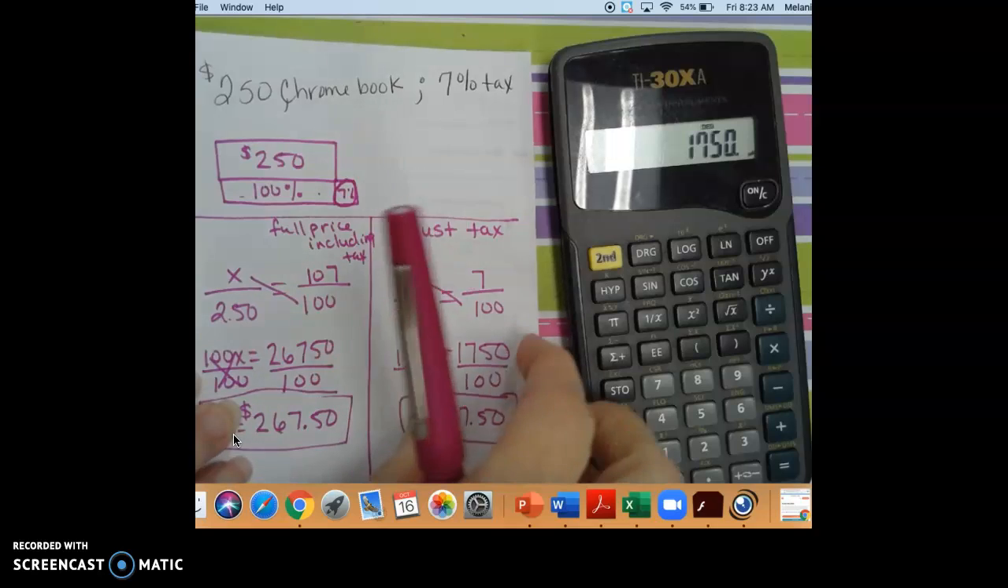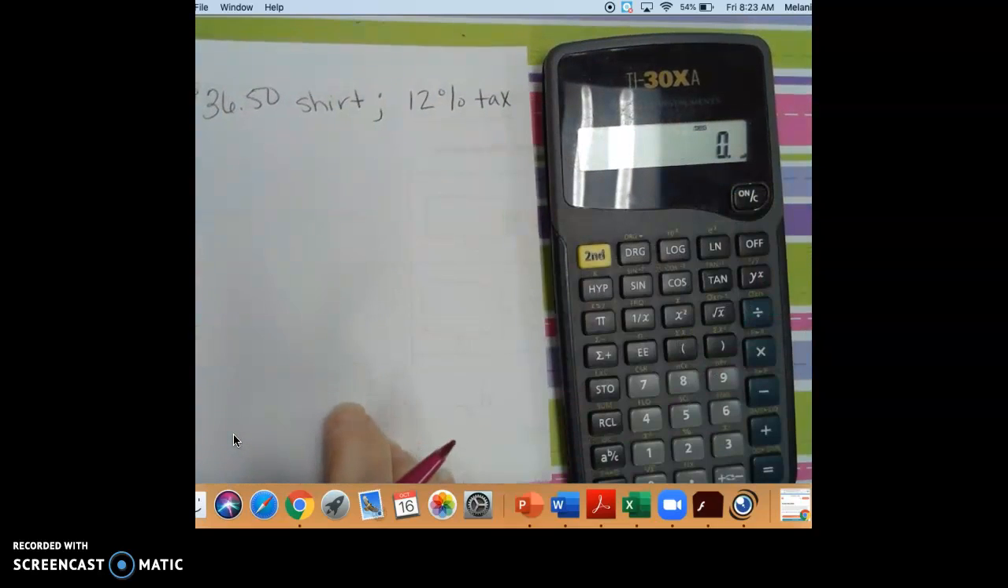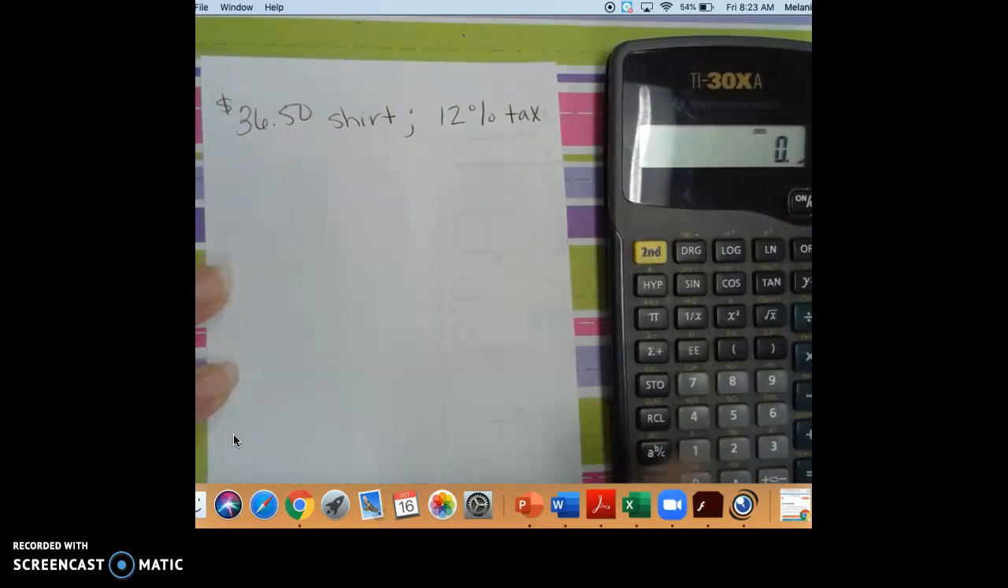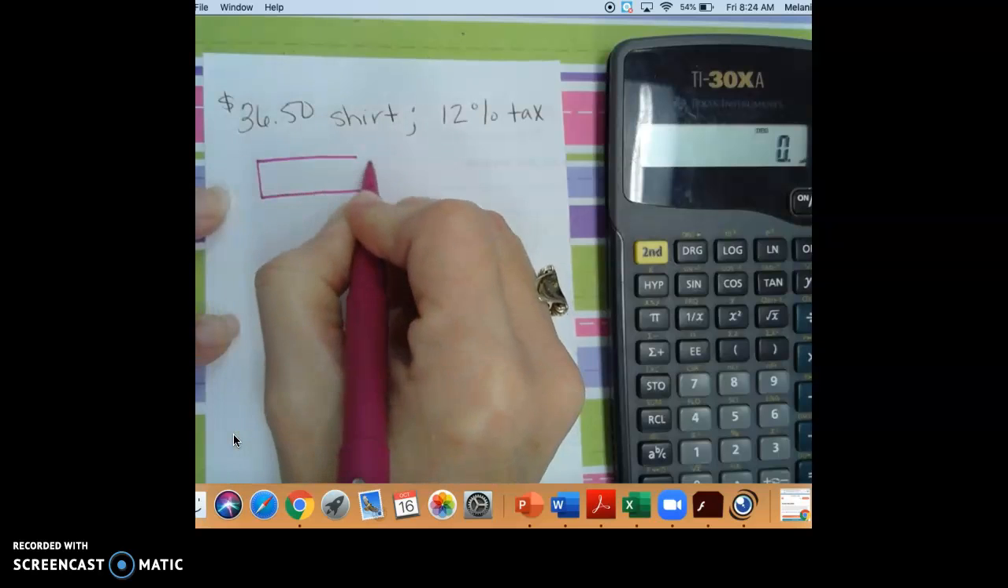So let's look at another item. Okay, let's say we're going to buy a shirt and it's got 12% tax. Okay, I'm going to kind of draw a visual to see if hopefully it'll help us.